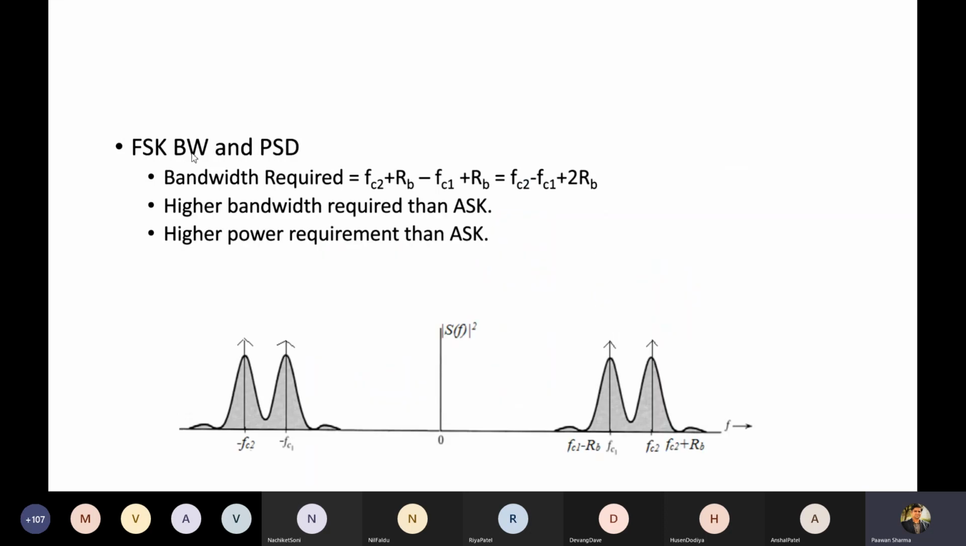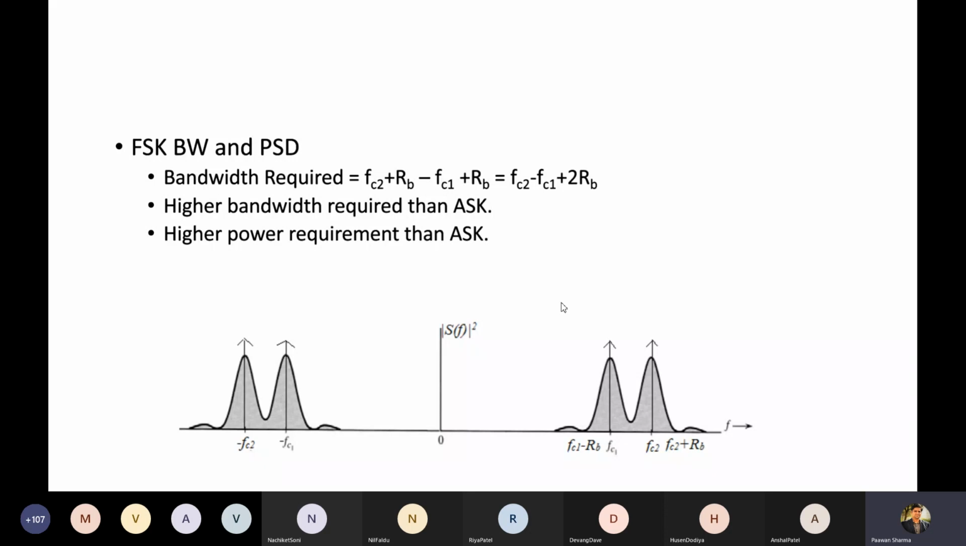So we have seen FSK bandwidth and power spectral density. The bandwidth requirement is like this. You have FC1 and FC2, and RB is your bit rate. On the upper side, FC2 plus RB. On the lower side, it is FC1 minus the bit rate RB. So essentially it is from FC1 minus RB till FC2 plus RB. So the bandwidth requirement is FC2 minus FC1 plus twice RB, that is FC2 minus FC1 plus RB plus RB, so plus 2RB.